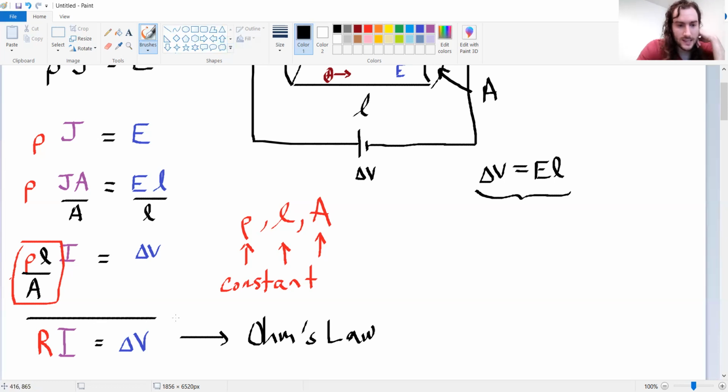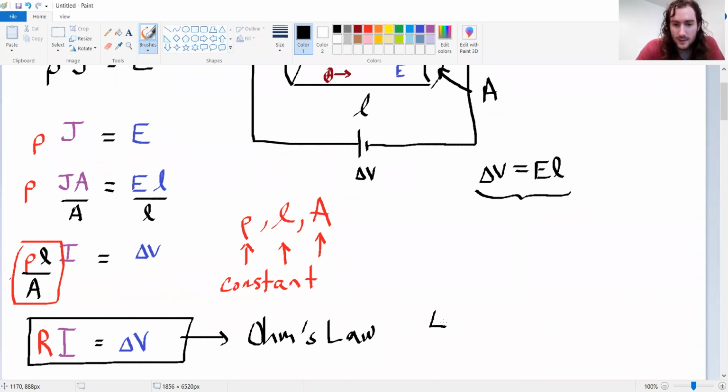So it says that the potential difference across a conducting wire is proportional to the current in the wire, and the constant of proportionality, remember this R parameter here, is the resistance. It's made of the resistivity, which is constant, the length of the thing, which is constant, and the cross-sectional area of the thing, which is constant. So R is a constant.